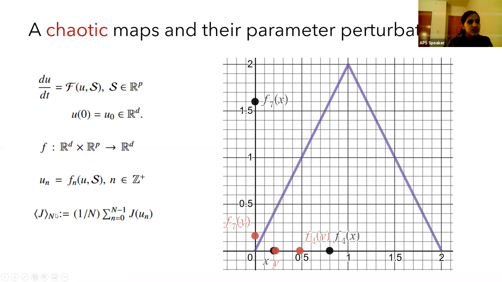Our quantity of interest is the derivative of the infinite time average of J, and we will soon see that this infinite time average of J does not depend on the initial state u_0, but it only depends on the parameter.